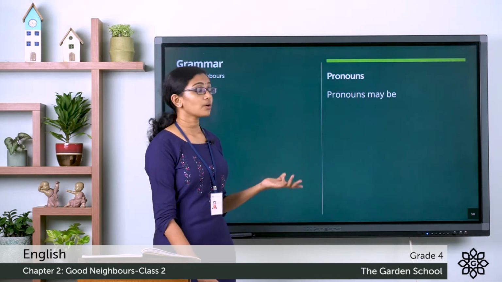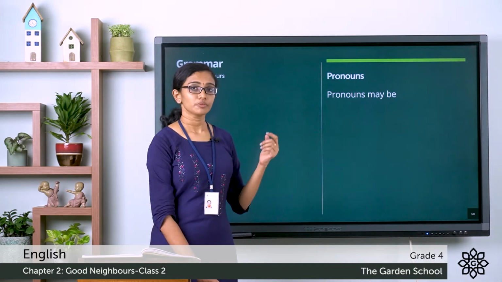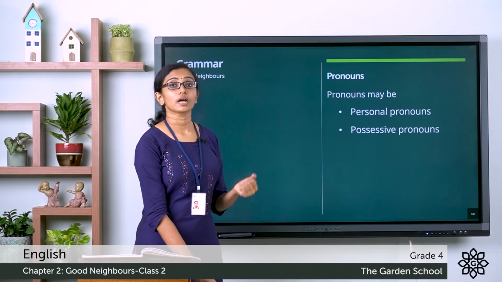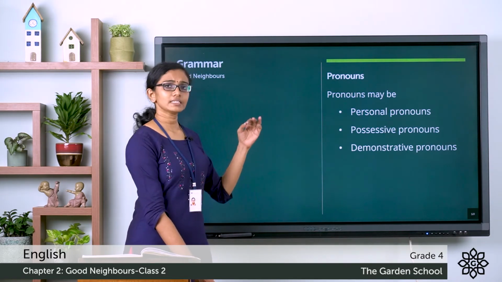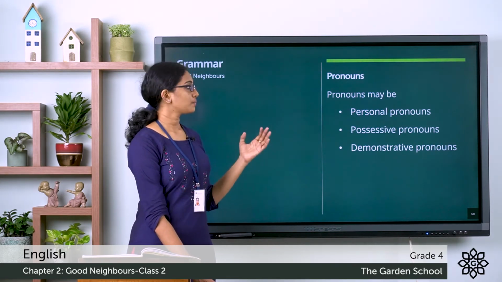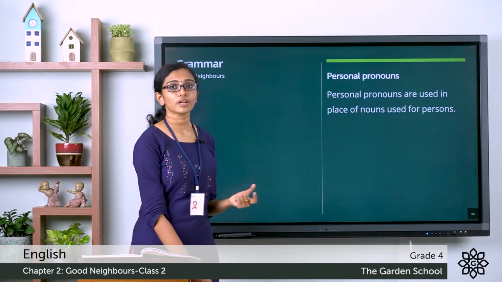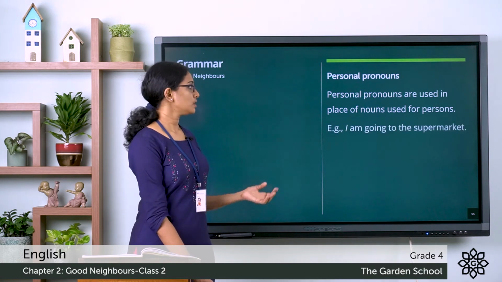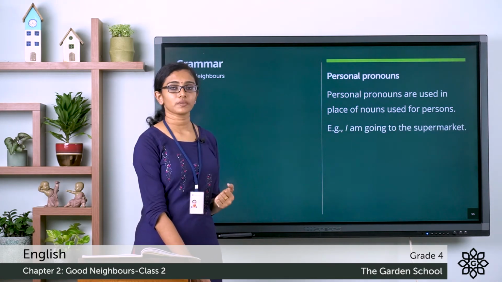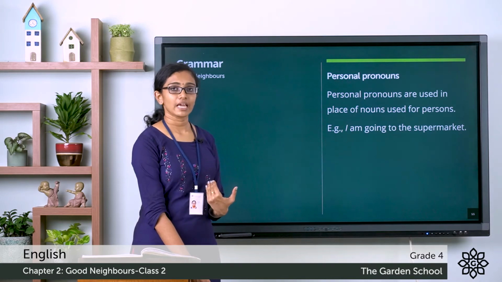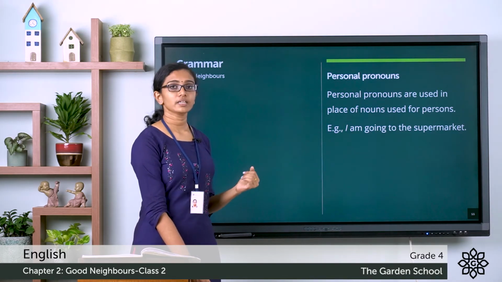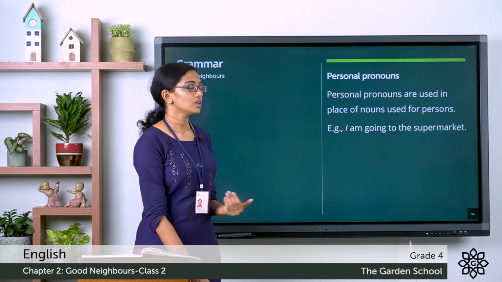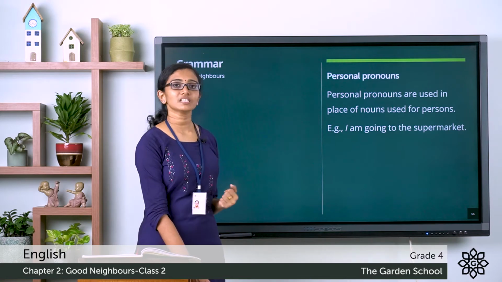Now you see, pronouns may be of different types. Pronouns may be personal pronouns. They may be possessive pronouns or demonstrative pronouns. Let's see each of these one by one. Personal pronouns. So these are pronouns used in place of nouns used for persons. For example, I am going to the supermarket. Here I am not saying my name. I am using the word I, and the word I is used to refer to a person, to myself. So the word I is an example of a personal pronoun.